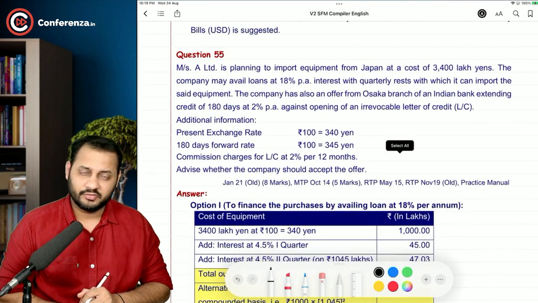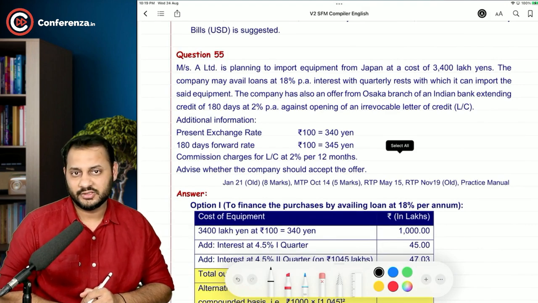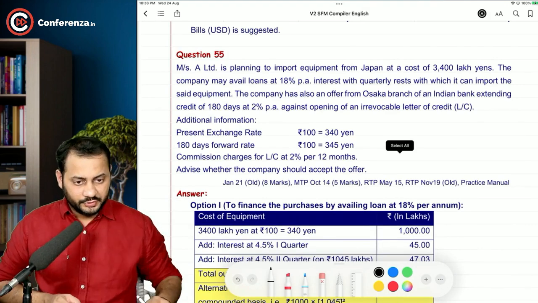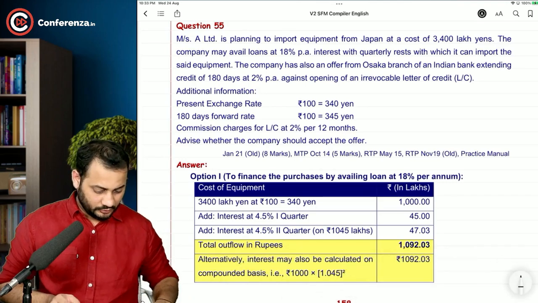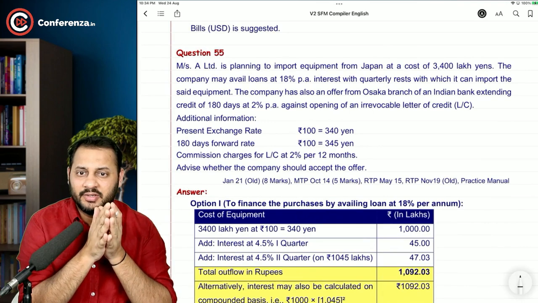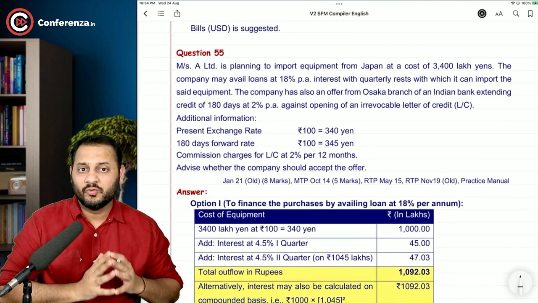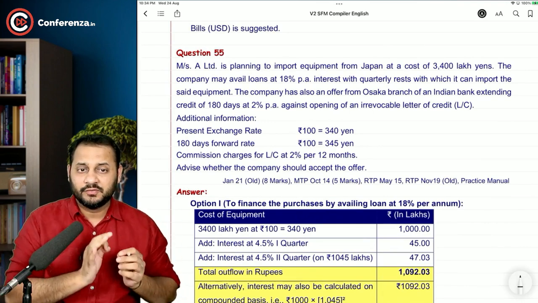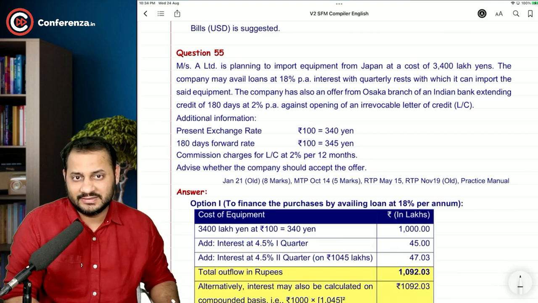Question number 55 in front of you. We'll take it after this break. So this is quite interesting. Question. Have a look. Mr. A Limited is planning to import equipment from Japan, which will cost 3,400 lakhs yen.